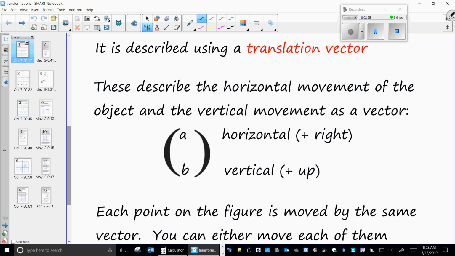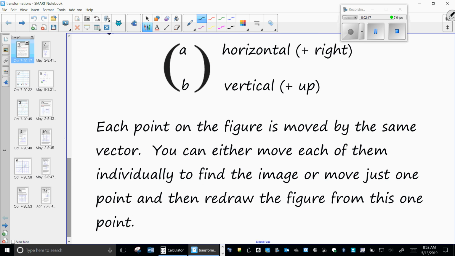The bottom number is the vertical shift, so that means up and down. And again, if it's positive, it's going to be moving up. If it's negative, it's going down. Okay? So each point on the figure is moved by the same vector. You can either move each of them separately, or you can just use one point and then redraw your shape from that. So it's up to you how you decide to translate things.